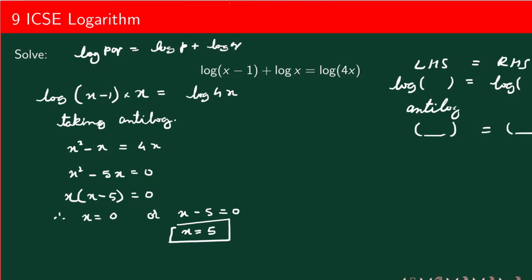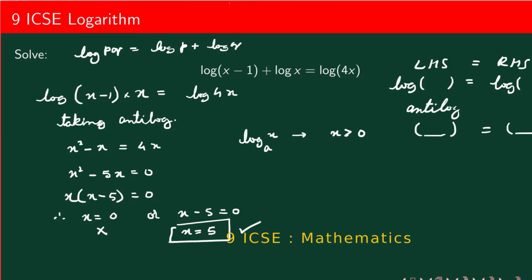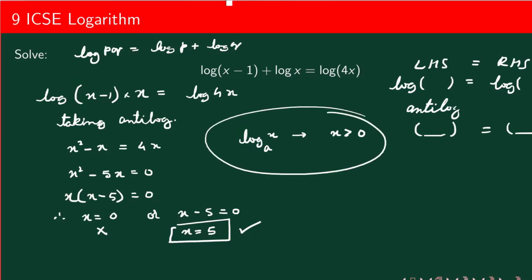But you have to remember the law, that is log of x to the base a is valid only if x is greater than 0. x can't be 0. Okay, so it's not greater than or equal to, it is greater than 0. So therefore we have to reject this, and we have one answer, that is x is equal to 5. Okay, so keep this in mind. Let's move to the next question.